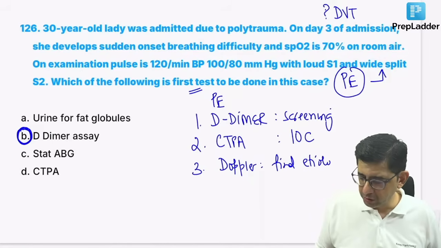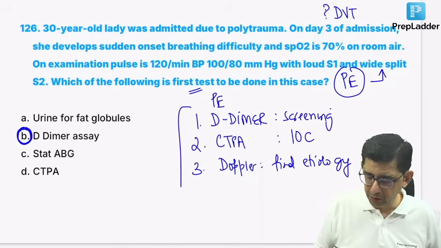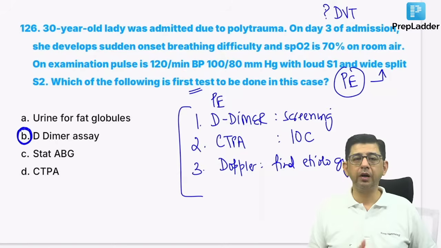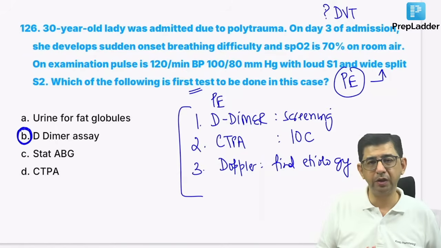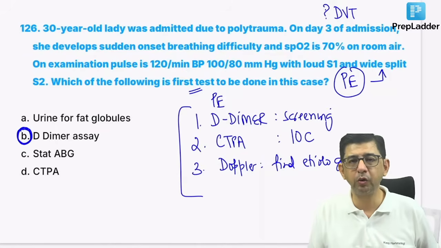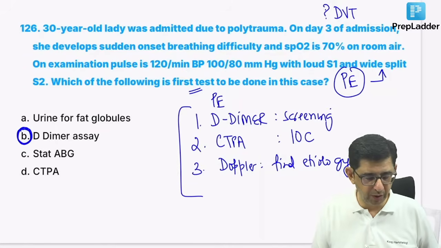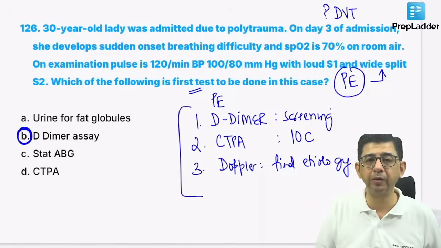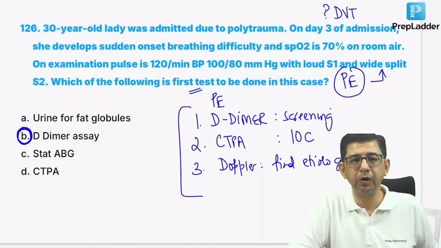Most questions on this particular topic will revolve around these 3 points only. That would be D-dimer assay, CTPA, and Doppler for pulmonary embolism. And if there's hypotension, it indicates that it probably goes in favor of a massive pulmonary embolism in a patient. The correct answer for this one would be option number B, D-dimer assay, to demonstrate the hypercoagulable state.